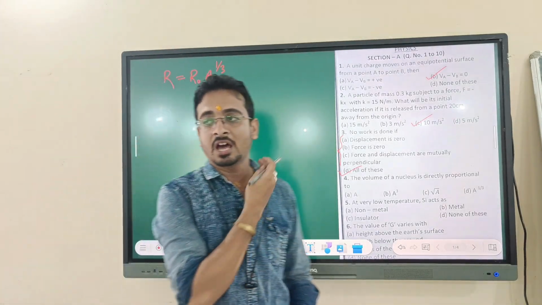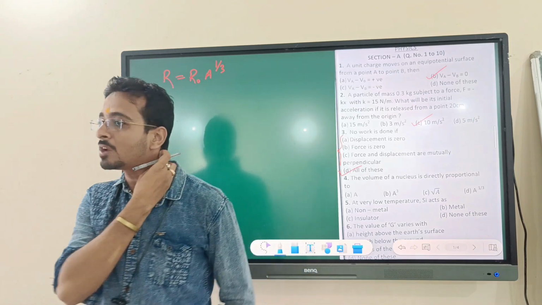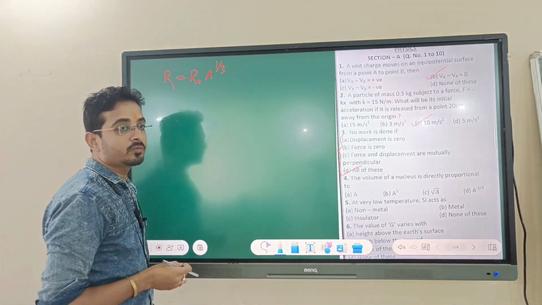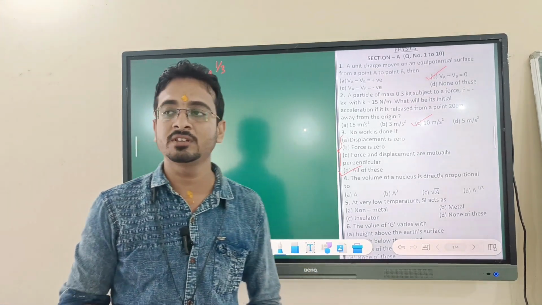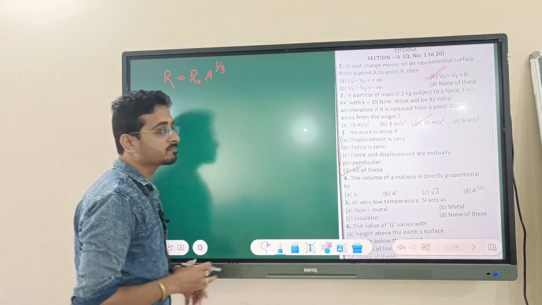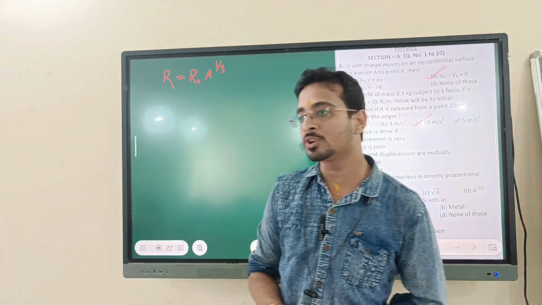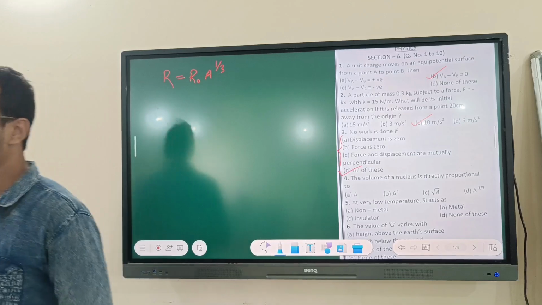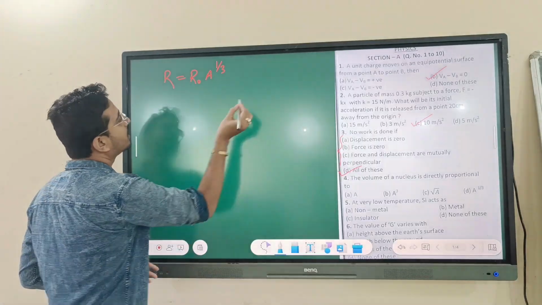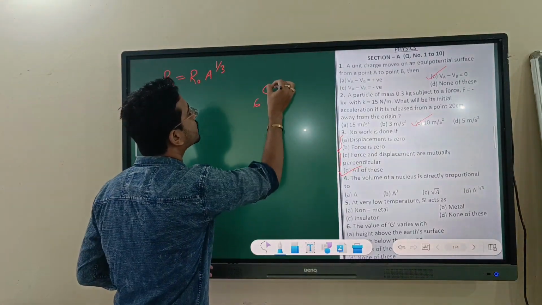What is R0? R0 is the radius of a hydrogen nucleus, that is 1.2 Fermi. And A is the mass number of a nucleus. Mass number means how many neutrons and protons are present in the nucleus. Like I am saying, this is carbon 6 and 12.